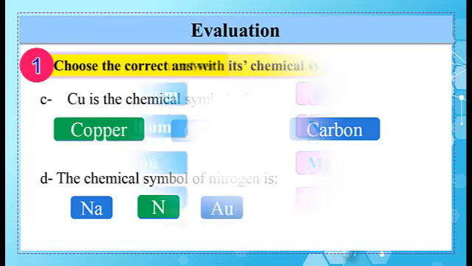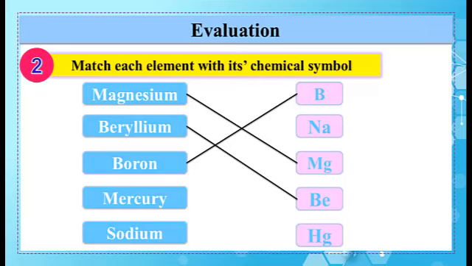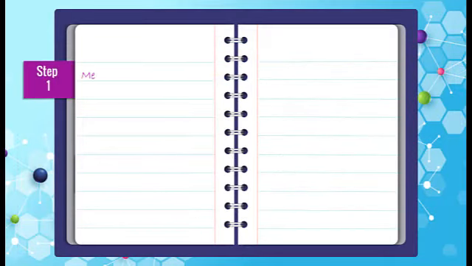Exercise 2. Match each element with its chemical symbol. Magnesium, Mg. Beryllium, Be. Boron, B. Mercury, Hg. And sodium, Na. Assignment. Memorize the chemical symbols in the summary.